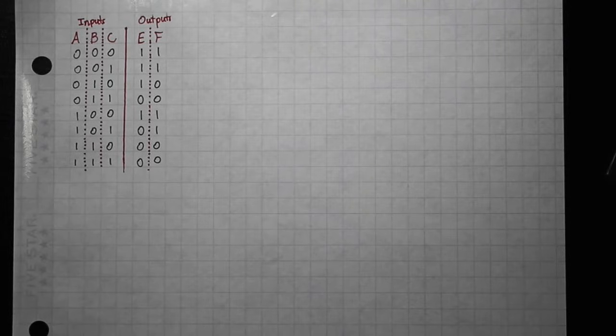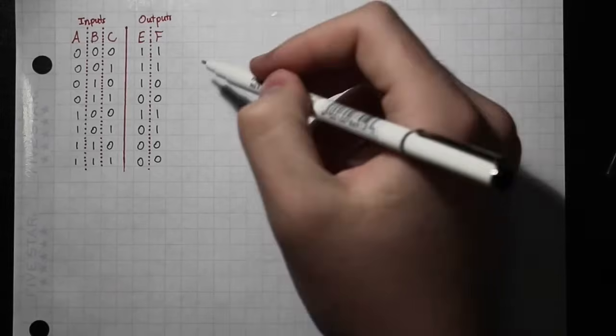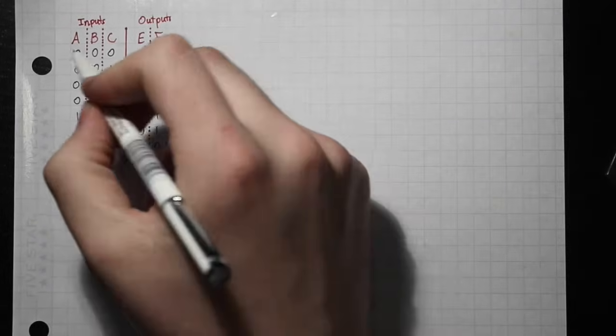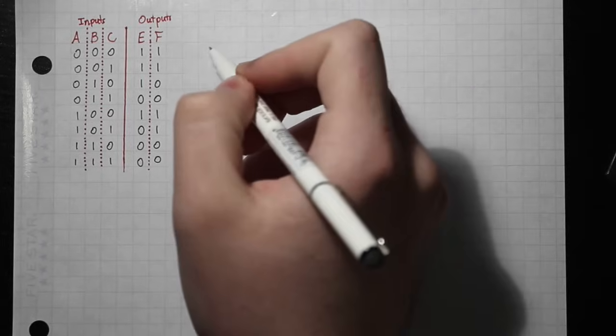Hey everyone! In this video we're going to learn how to make a Karnaugh map given a truth table. So we're going to take the truth table pictured here, which has 3 inputs and 2 outputs, and we're going to make 2 Karnaugh maps, one for each output.